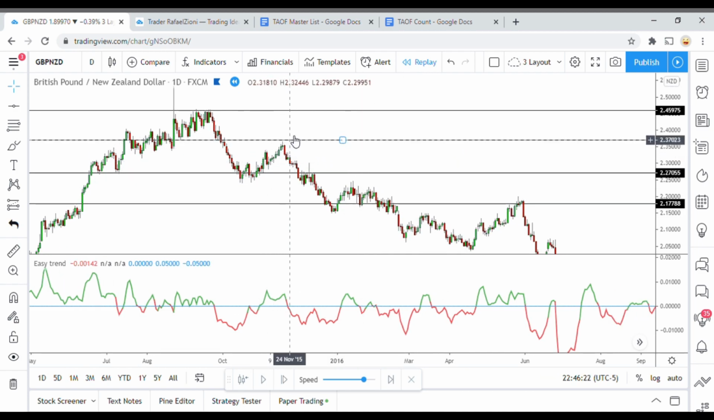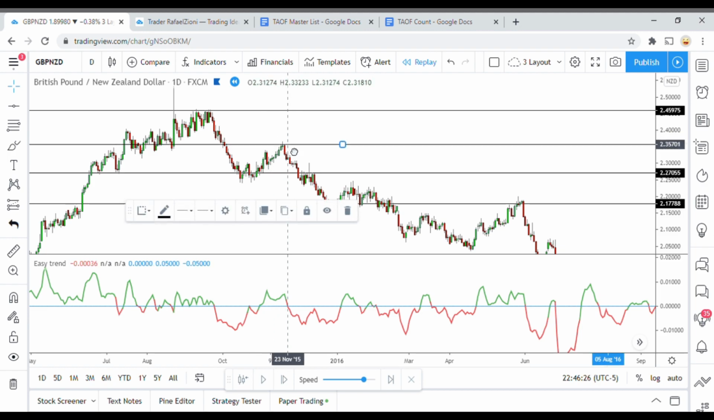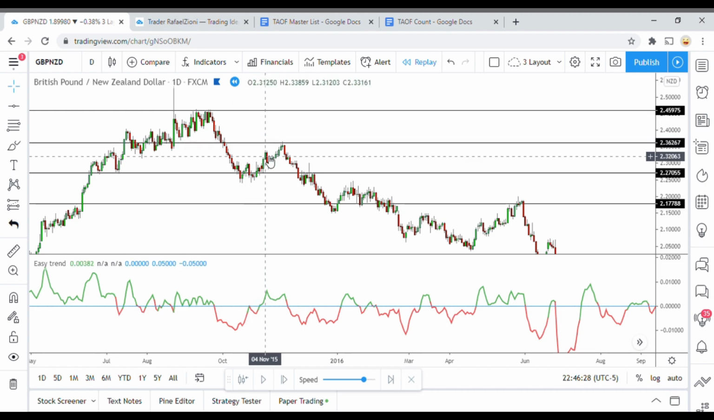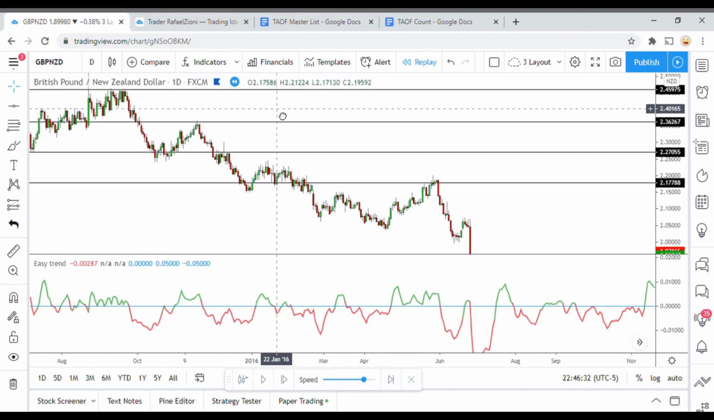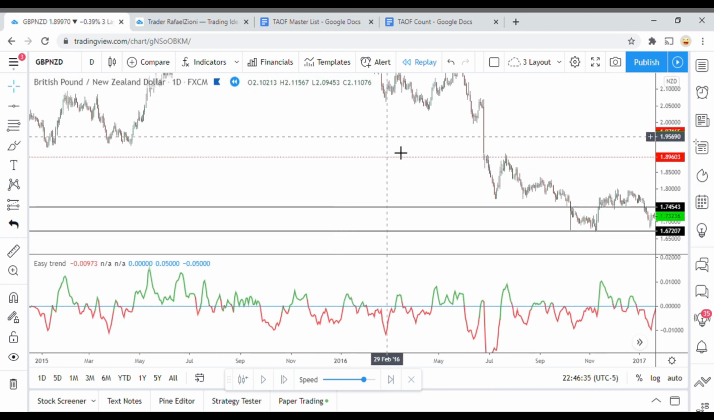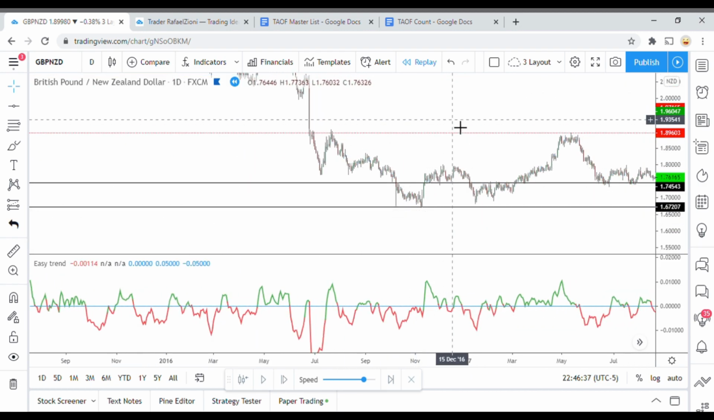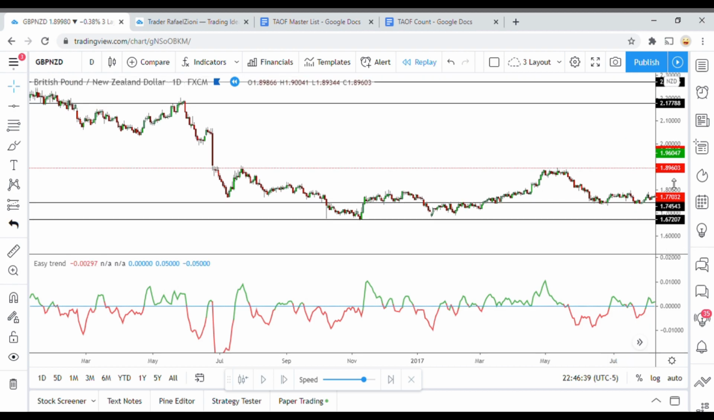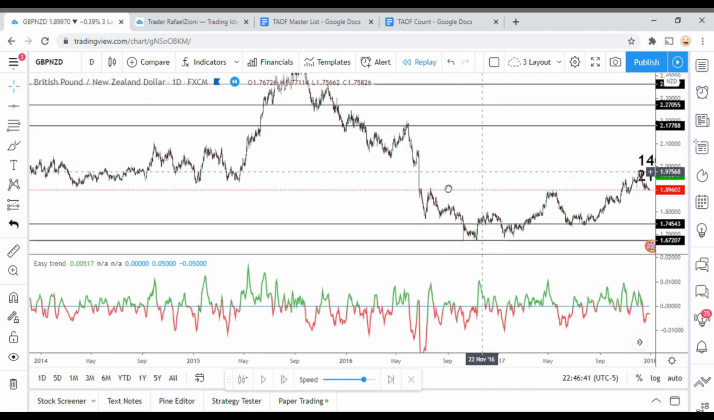And then you can see over here, it didn't quite make it all the way, but very close to right in that area. And then of course we have our peak up here, and then our lower lows down here. And so that's kind of what you're looking for.